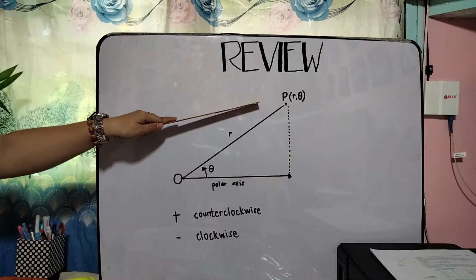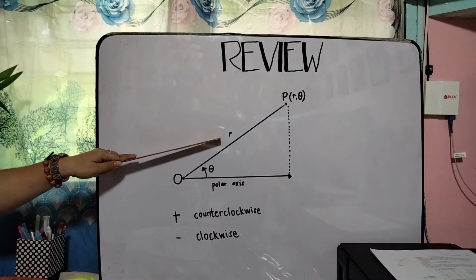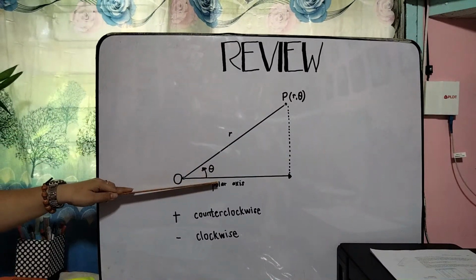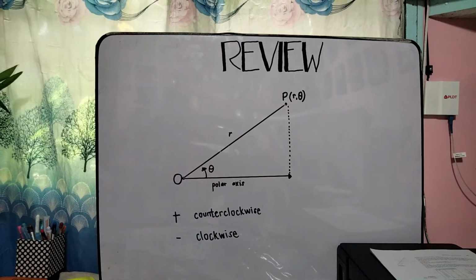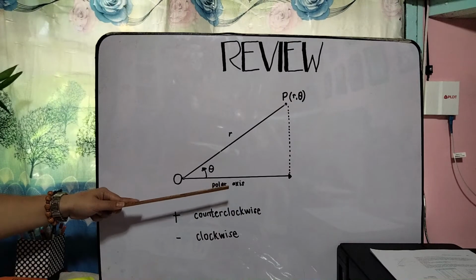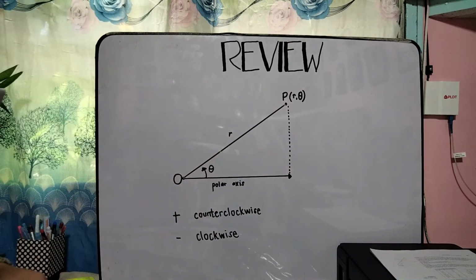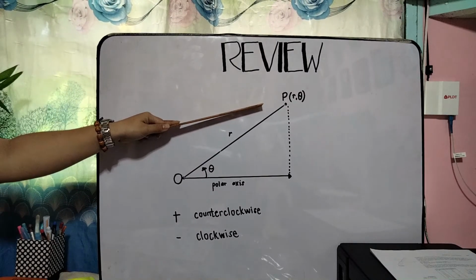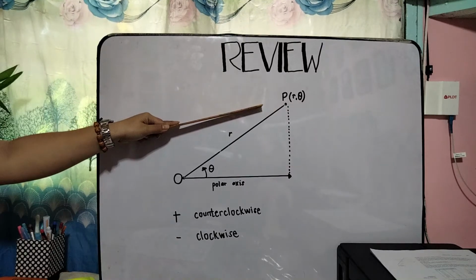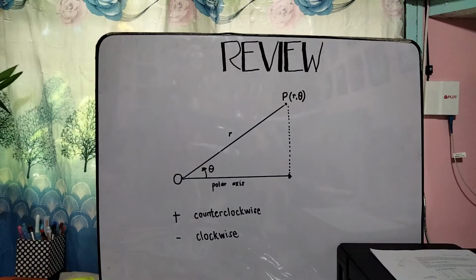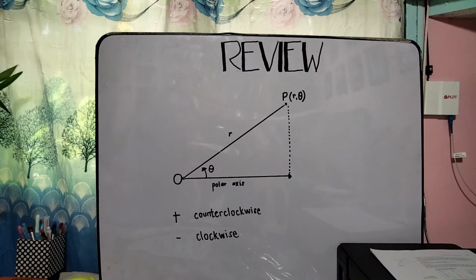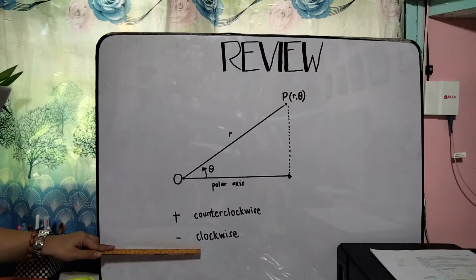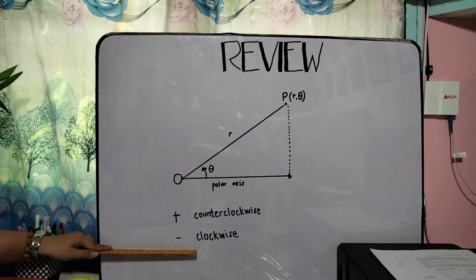If P is any other point in the plane, let r be the distance from O to P and let theta be the angle. Take note, it is measured in radians between the polar axis and the line OP. Then, the point P is represented by the ordered pair (r, theta), and r and theta are called polar coordinates of P. We use the convention that an angle is positive if measured in the counterclockwise direction from the polar axis and negative in the clockwise direction.